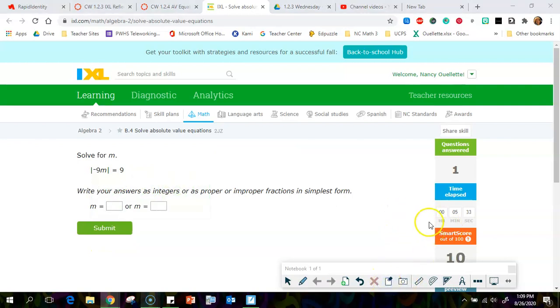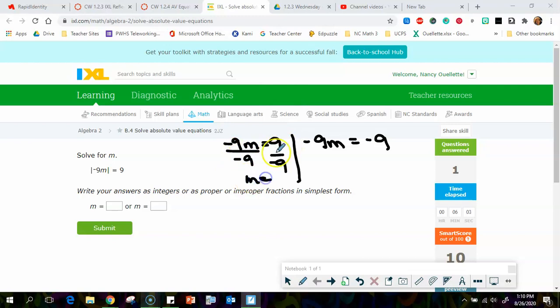So let me look at this one. We'll go ahead and do this one too. So we've already got the absolute value part isolated, so we can split this into two equations. -9m equals 9. So the first equation just looks exactly like this, except just get rid of the absolute value bars. And then the second equation, the left side always stays the same. It's the right side that you change to the opposite. So -9m equals 9, divided by -9, m equals -1. And then divide by -9 here, m equals 1. So your answers again are -1 and 1.